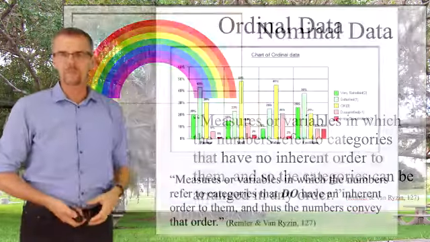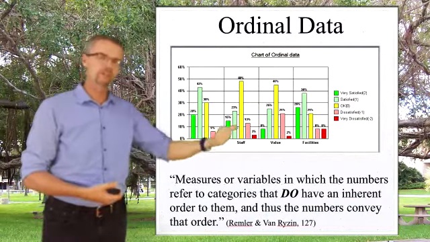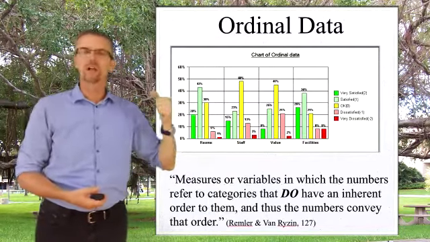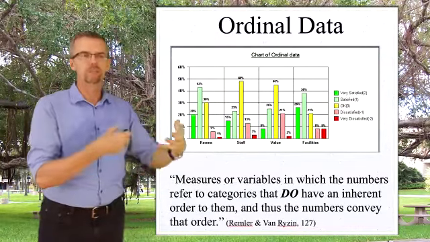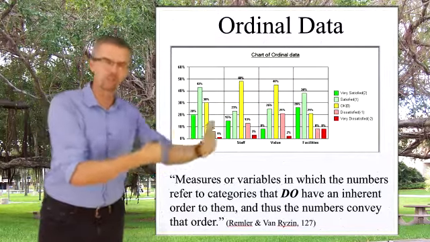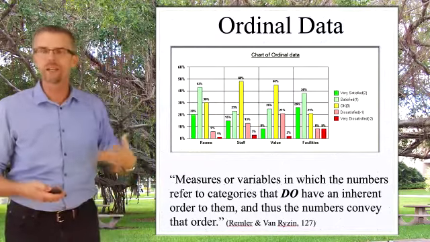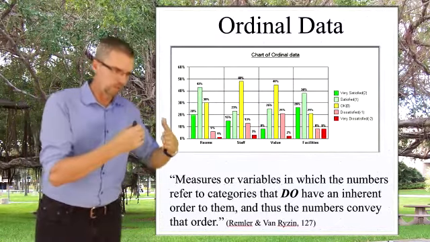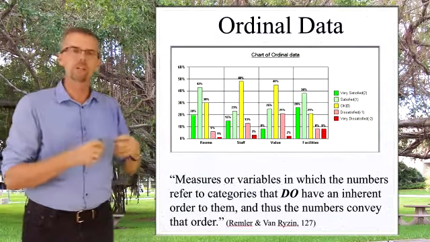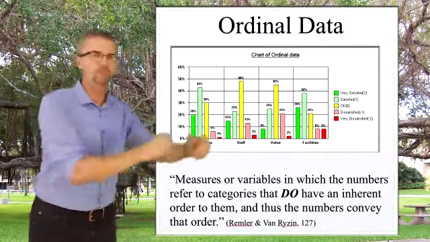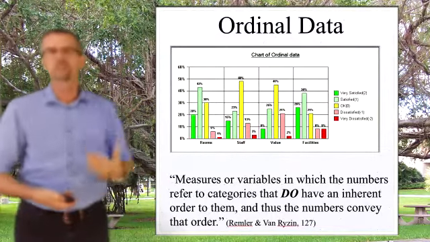So that's nominal data. Ordinal data are measures or variables in which the numbers refer to categories that do have an inherent order in them, and thus the numbers convey that order. But each one of the categories in true ordinal data is not a step or a scale or an interval, because that would take it up to the next level and become interval data. So ordinal data is just small, bigger, biggest. We don't know how small is, but we know that bigger is bigger than small, and the biggest is the largest size. So there's an order in small, bigger, and biggest, and that's ordinal data.